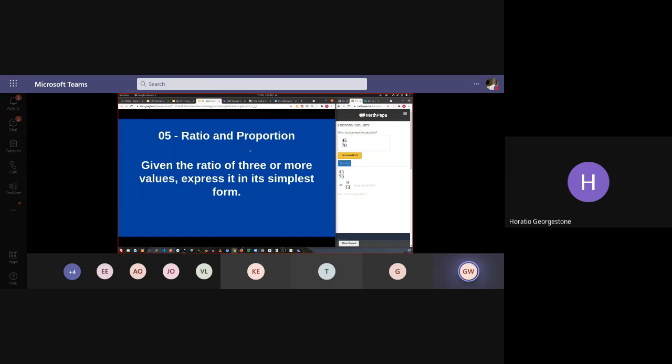Now, what do we do when the ratio has 3 or more parts to it? So express the ratio 84 to 36 to 60 in its simplest form. Now, obviously, we can't use our fraction trick, because how are you going to put all 3 of these numbers into a fraction? A fraction only has 2 bits to it. And this is another illustration of the fact that ratios and fractions are not the same thing.